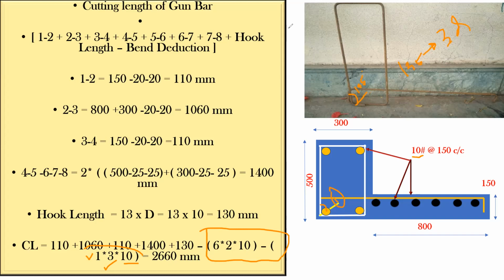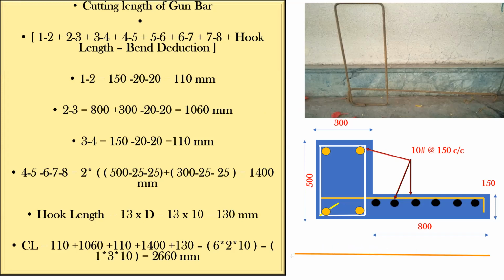So now try to do the complete calculation. 110 plus 1060 plus 110 plus 1400 plus 130, minus 120, minus 30. If you do, you'll get the total cutting length as 2660. So if you ask a bar bender, or if you ask me, what the cutting length is if I want to prepare a bar like this, I'll tell you, bring a bar which is 2660 mm or 2.660 meter.